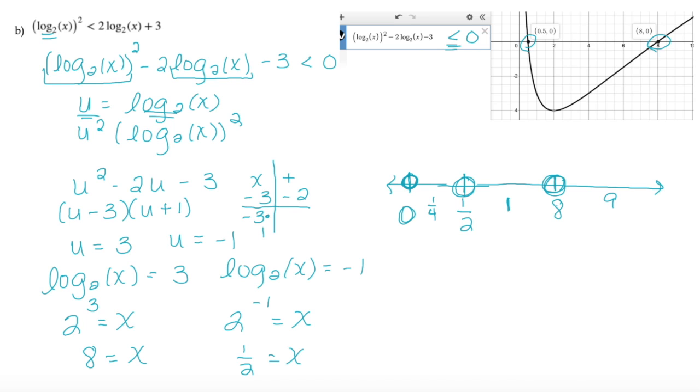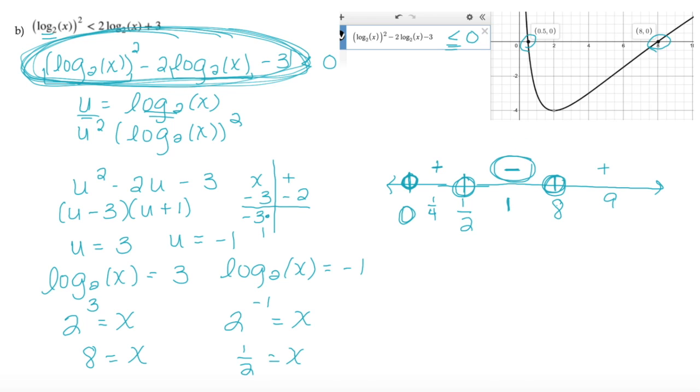When I substitute 1/4, plugging into our calculator, we see we have a positive value. When I substitute 1 using a calculator, we end up with a negative. When I substitute 9, I also end up with a positive. So the only place where our graph is negative is in between positive half and 8. So our solution set is 1/2 not included because it says less than, it doesn't say less than or equal to, to positive 8, also excluded because it can't be equal to, just less than 8. And then this would be our solution set.